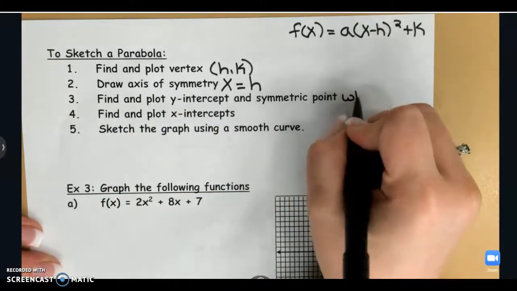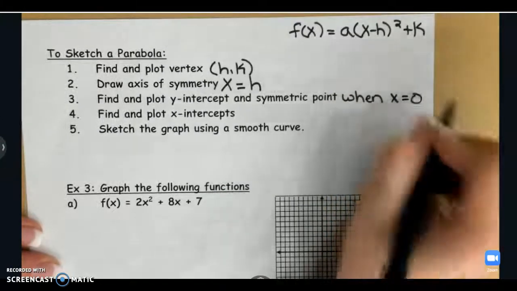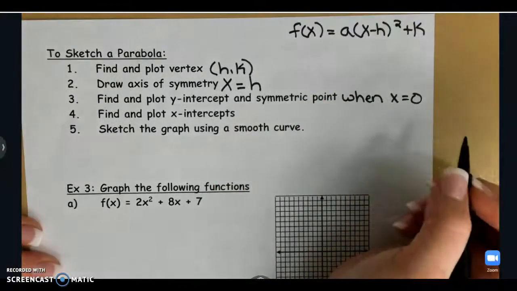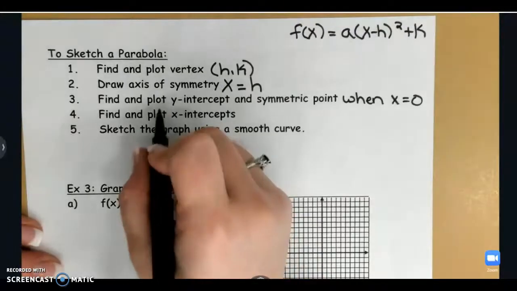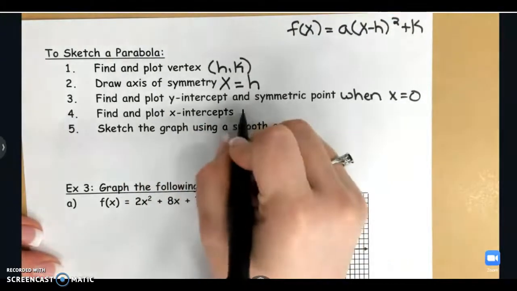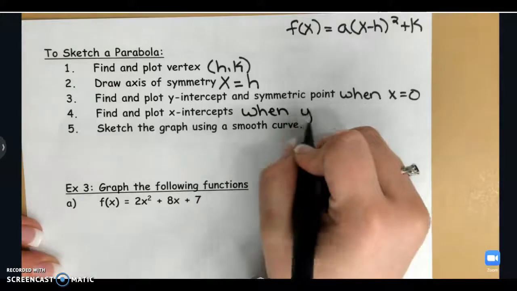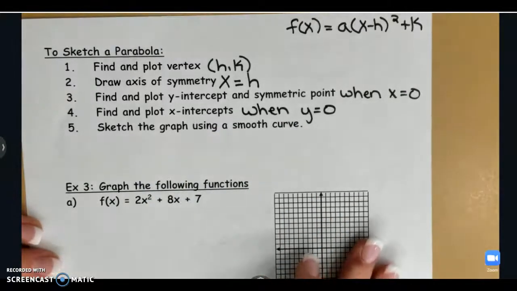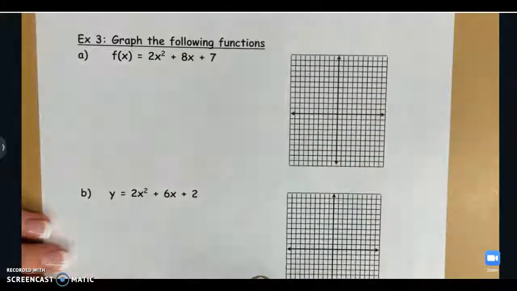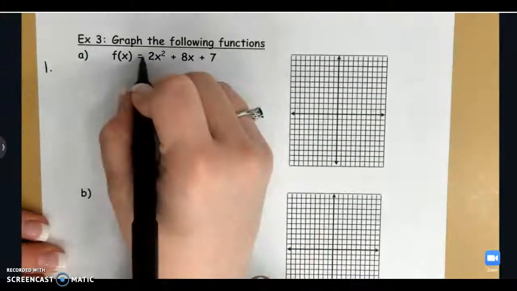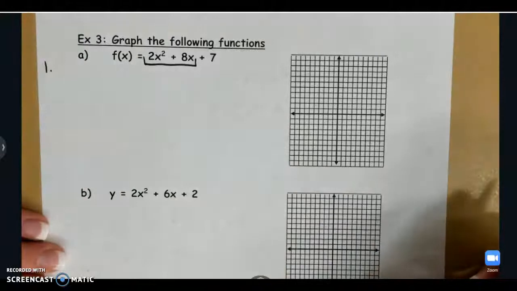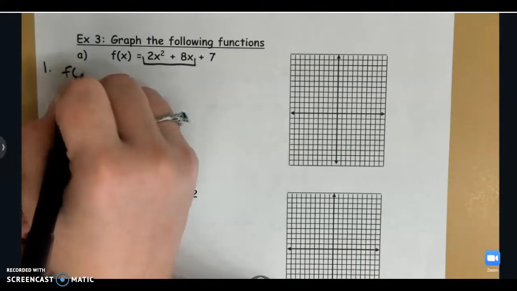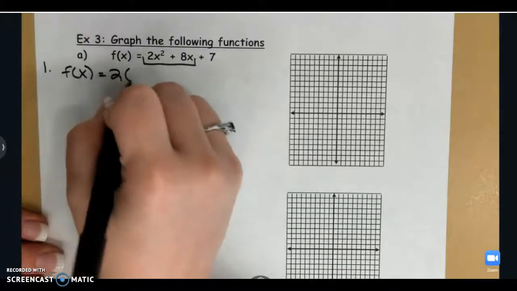Then we are going to plot the y-intercept. Remember, the y-intercept is when x is equal to 0, and the symmetric point, and we're going to use the axis of symmetry to find that. Then we find our x-intercepts, and that is when y is equal to 0. And then we just connect the dots with a smooth curve. So let's start with step 1 here. We first need to rewrite this in vertex form, so we're going to complete the square. Start by factoring out that 2.